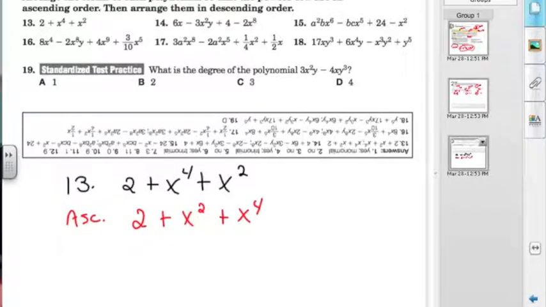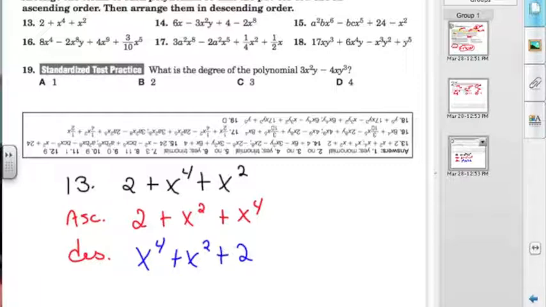And then the other one is descending. So descending. Obviously, at this point, we're going to just take this and flip it. So we have x to the 4th plus x squared plus 2. All right. If you have any questions on that, please feel free to ask your teacher. Basically, like I said, though, it's just taking the highest degree of x. And if you're ascending, you start with the lowest degree and work up to the highest. If you're descending, you work at the highest and go to the lowest.